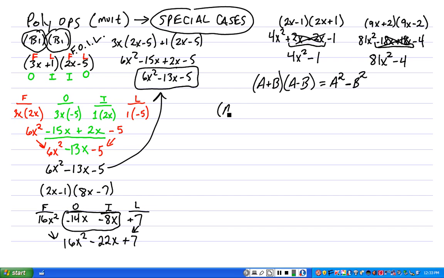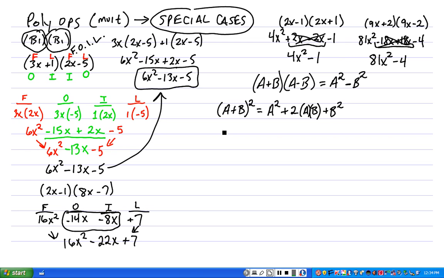Says if you're squaring the sum of a binomial, it's going to equal whatever the first term is squared, plus 2 times whatever the first term is times whatever the second term is, plus the second term squared.